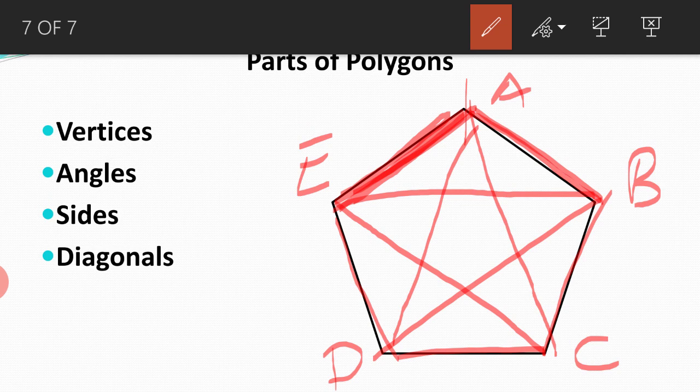So what have we studied here, children? We have studied curves and types of curves, and then polygons and parts of polygons. I hope you have understood this concept.